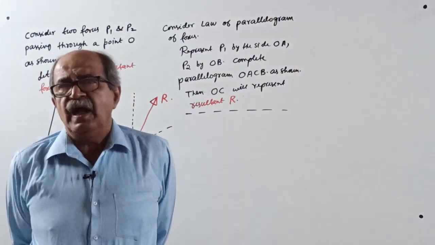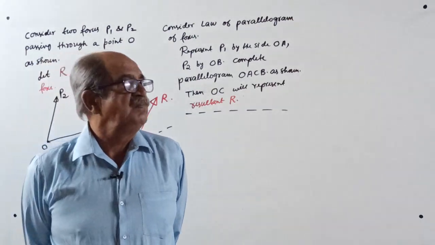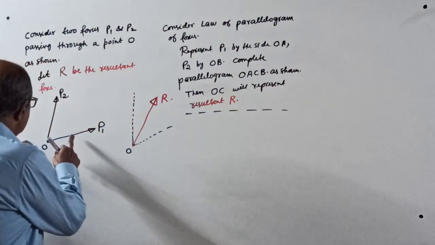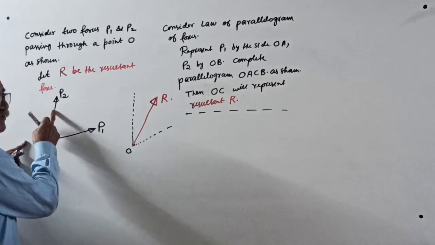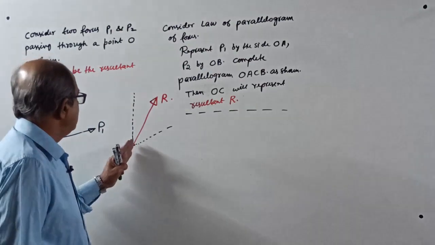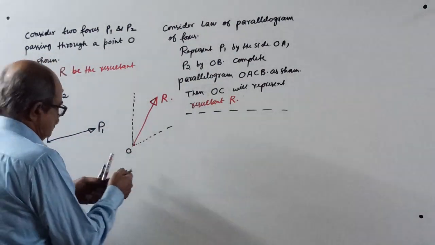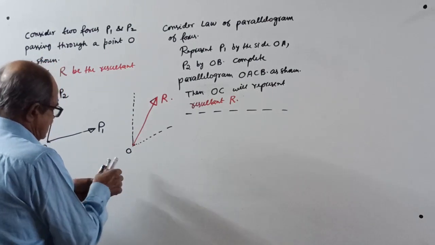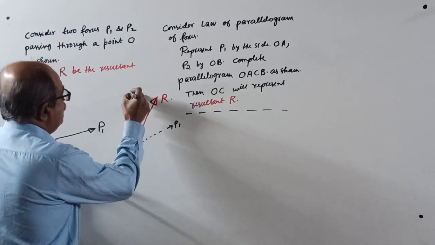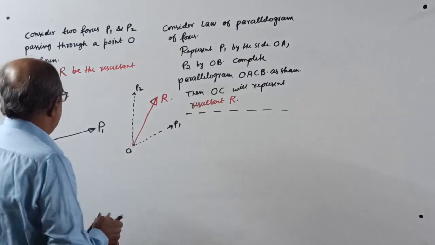Okay, I am going to prove it now. Make a note. For proof, we consider two concurrent forces passing through a point O, for which the resultant is R. This was told so many times earlier. P1, P2, it will slant. It is the same angle.